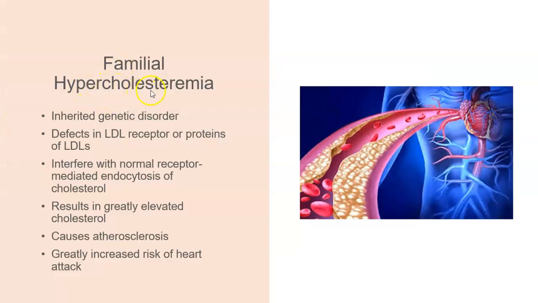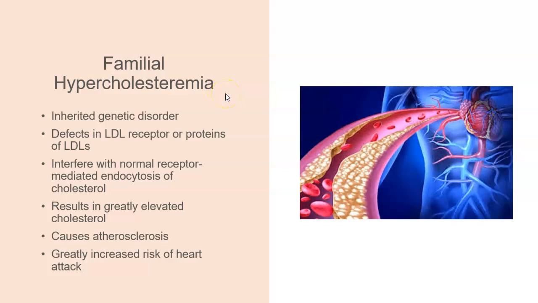Familial hypercholesterolemia. Boy, that's a word. Let's look at it and see what it means. Familial means of the family, hyper, above, cholesterol. Anytime you see emia, E-M-I-A, that means condition of the blood. So, too much cholesterol in the blood.